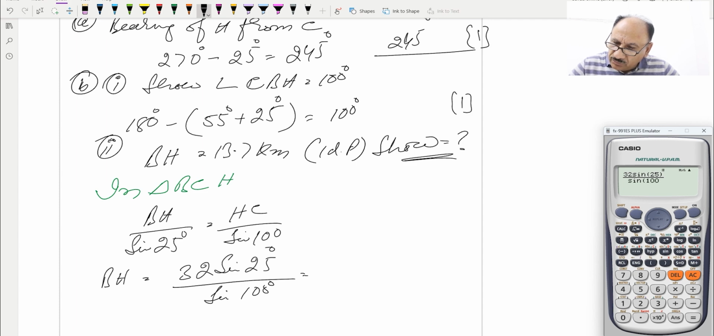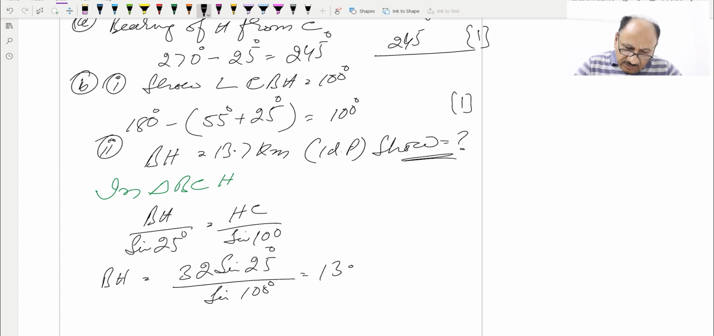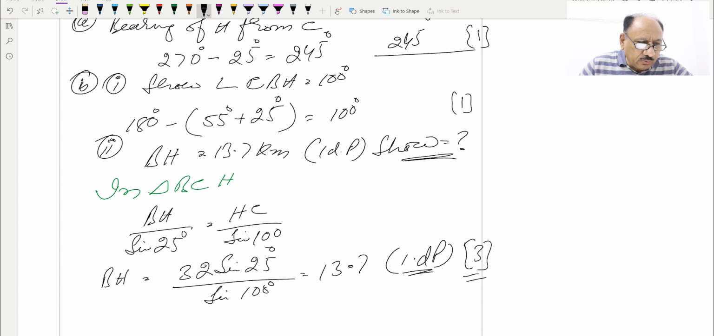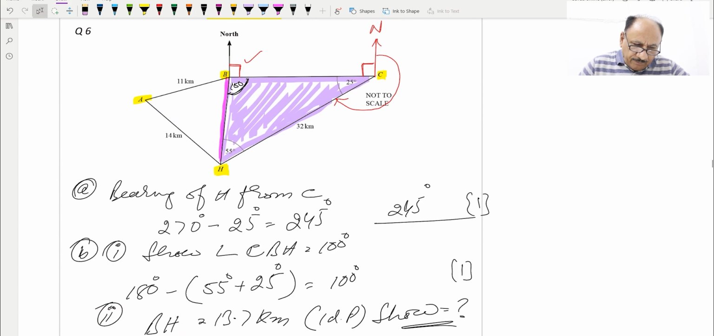Your calculator should be in degree mode, and this gives 13.7 up to 1 dp. This is what we have proved, and this was a 3 marks part. Good. So this is the 3 marks part which we have done, and the next part of the same question says calculate the bearing of A from B.